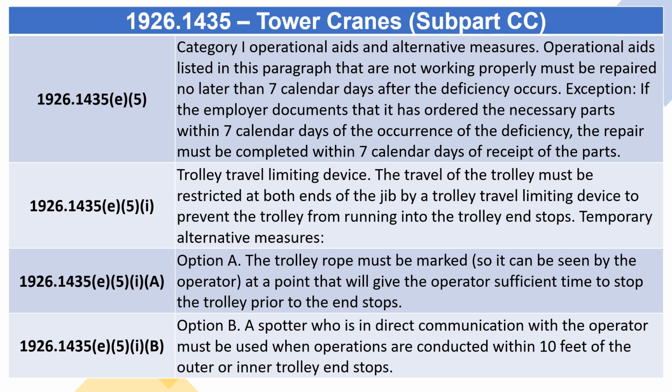1926.1435 E5 I A and B. Option A. The trolley rope must be marked, so it can be seen by the operator, at a point that will give the operator sufficient time to stop the trolley prior to the end stops. Option B. A spotter who is in direct communication with the operator must be used when operations are conducted within 10 feet of the outer or inner trolley end stops.